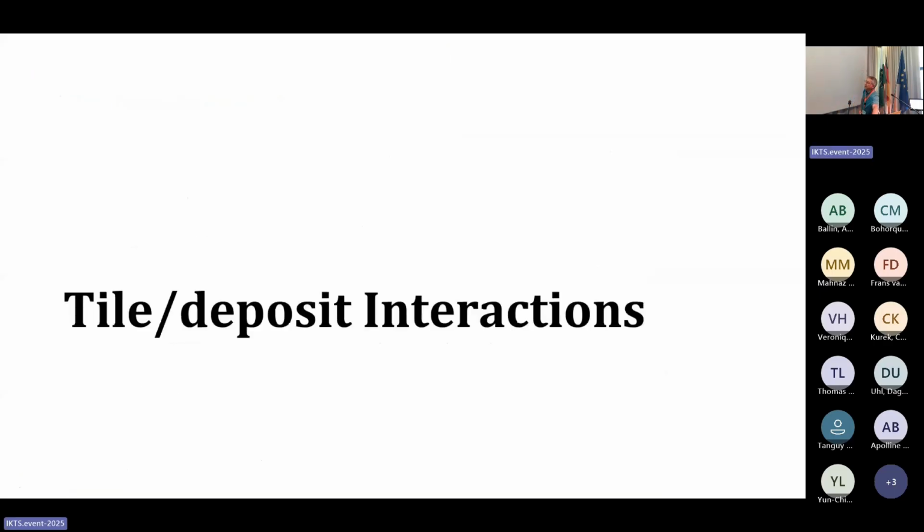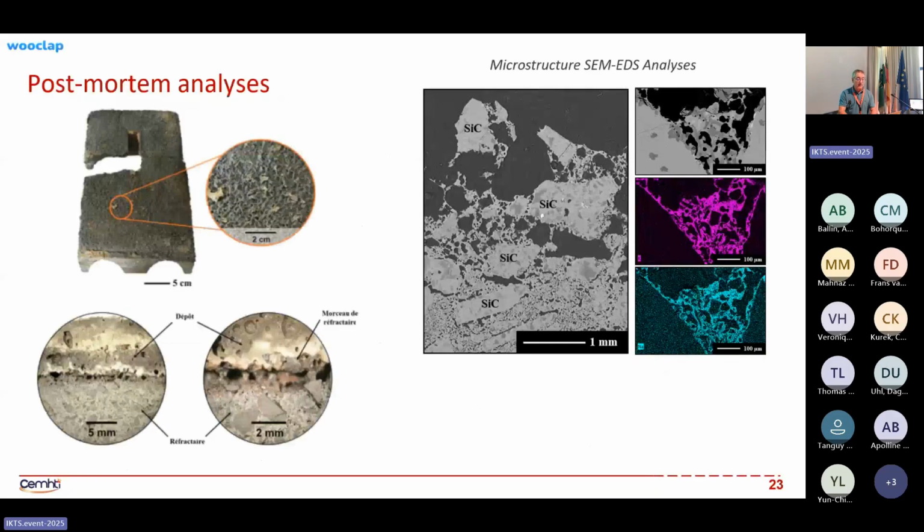Now looking at the interaction between the tile and the deposit, post-mortem analysis, that means. Okay, so this is the result. This is a very important point because for the diagnostic, you need the sound tile, you need to know the slag, and you need to know the interaction between both.